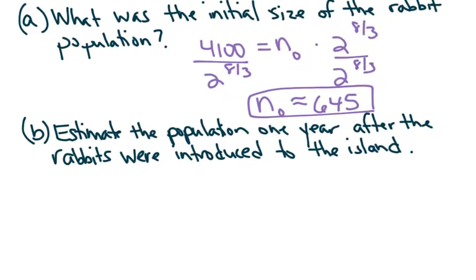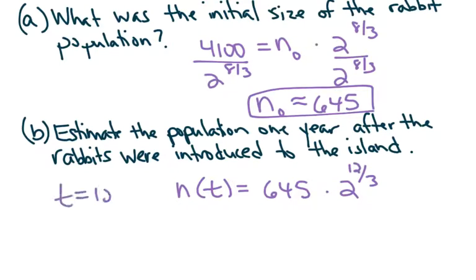Estimate the population 1 year after the rabbits were introduced to the island. Well, now I know the initial population. Remember that t and a have to be in the same units of measurement. Since the doubling time is 3 months, but we want to find the population 1 year from now, we have to plug in 12 for t, not 1, 12. And then you just plug in your calculator 645 times 2 raised to the 12 over 3, and you should get approximately 10,320 rabbits.